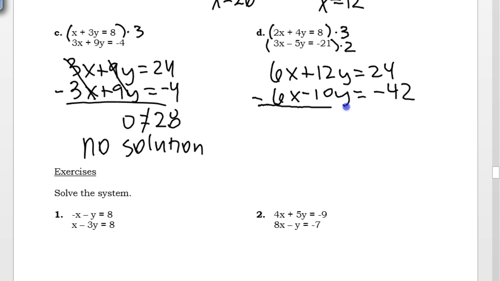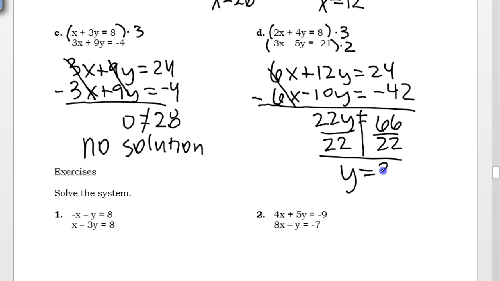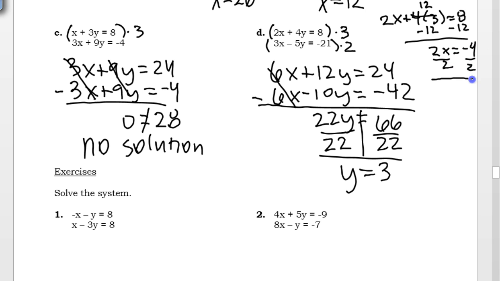I will subtract. 12 minus negative is a plus. 12 plus 10. 24 minus negative 42. Divide. And y is 3. Sub the 3 back in, and we'll go with this original up here. That is 12 minus 12, divide by 2, and x is negative 2.